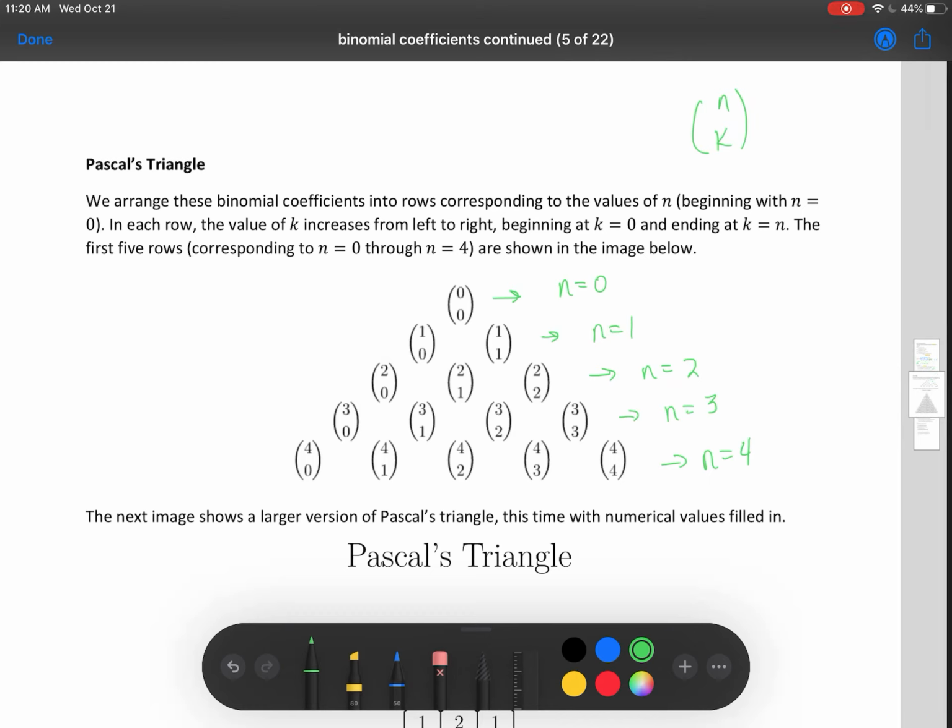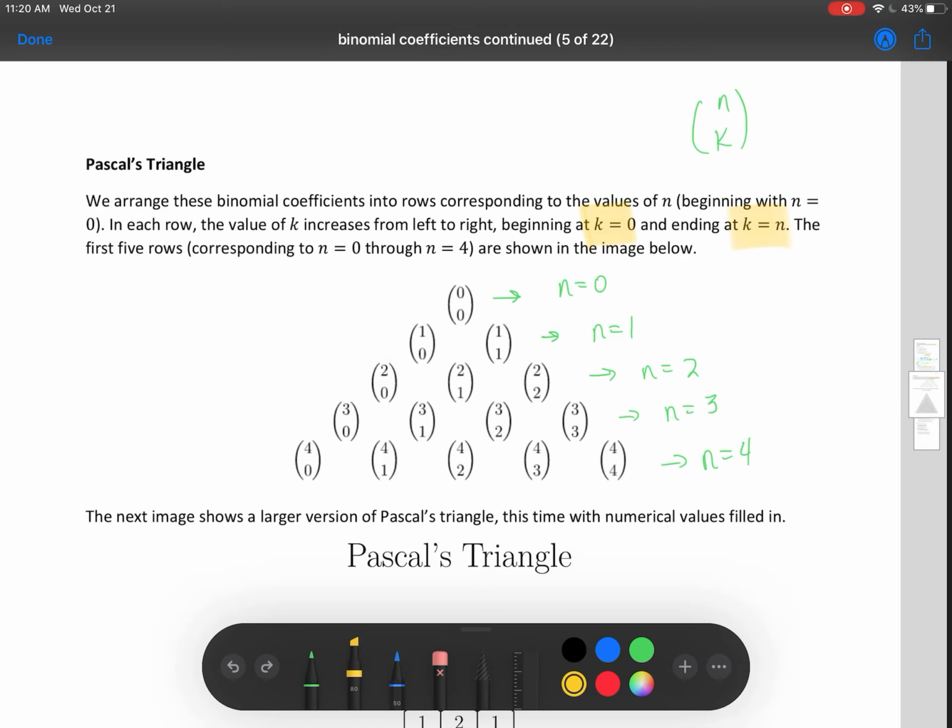And then in each of these rows, the value of k increases as we go from left to right. So it starts at k equals 0 and ends at k equals n. All right, so the first one, the only choice when n is equal to 0 is k equals 0. That's a little bit boring. But the second row, when n equals 1, you could have two different values of k, which are 0 and 1. When n equals 2, k could be 0, 1, or 2. So again, you just see that the value of k is increasing as we go from left to right.